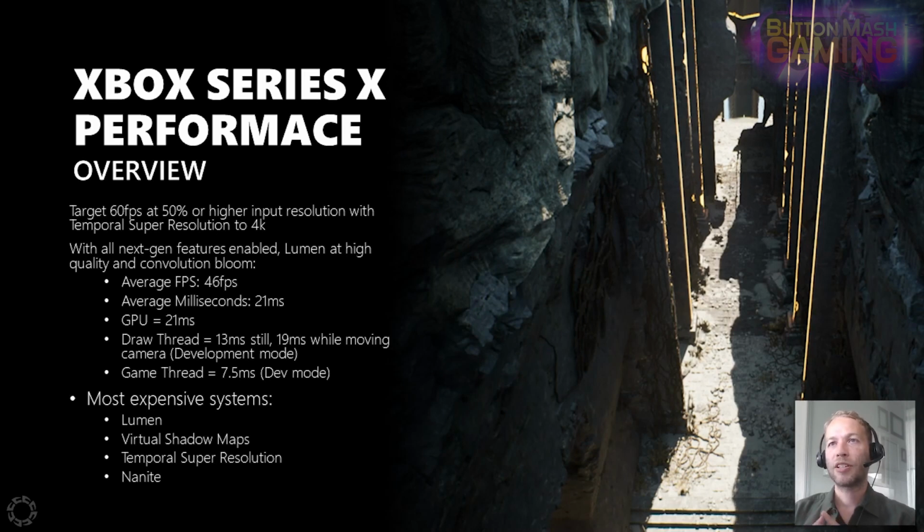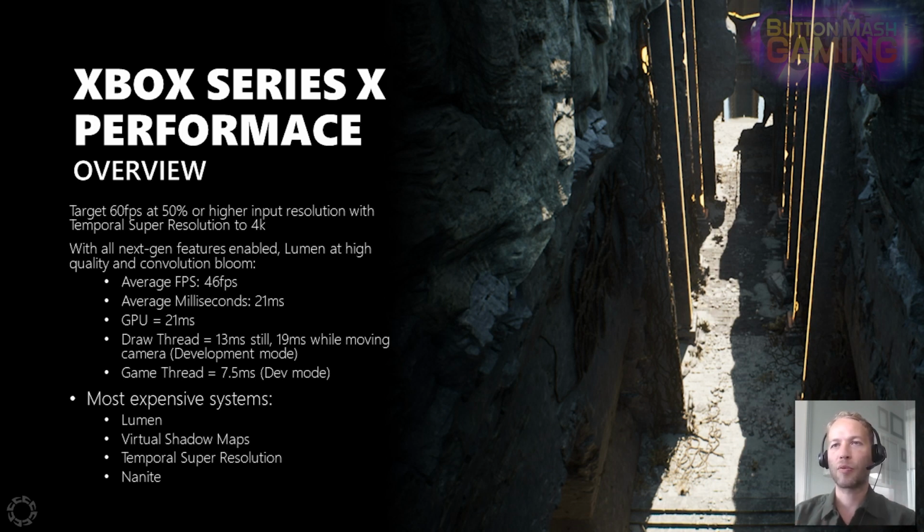So Xbox Series X performance overview. This is sort of just overall performance, running around in the Alpha Point scene. We were targeting 60 frames per second at 50% or higher input resolution using TSR up to 4K. With all next-gen features enabled, such as Lumen, Convolution Bloom, Nanite, Virtual Shadow Maps, we're averaging about 46 frames per second. The average is 21 milliseconds.